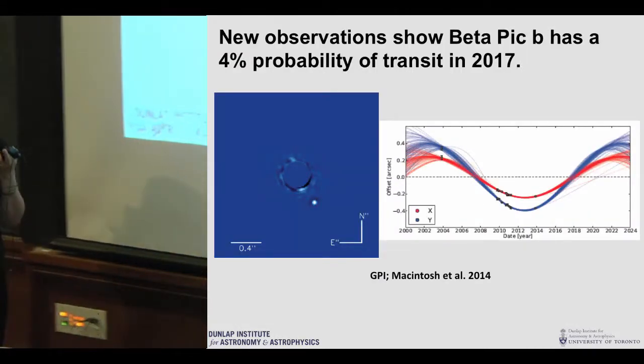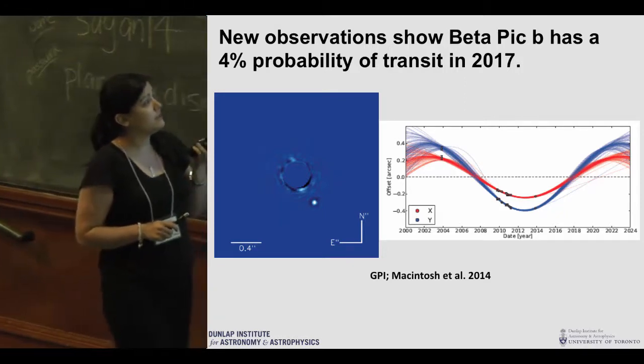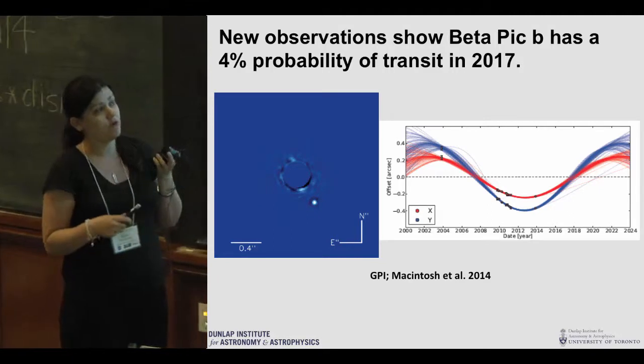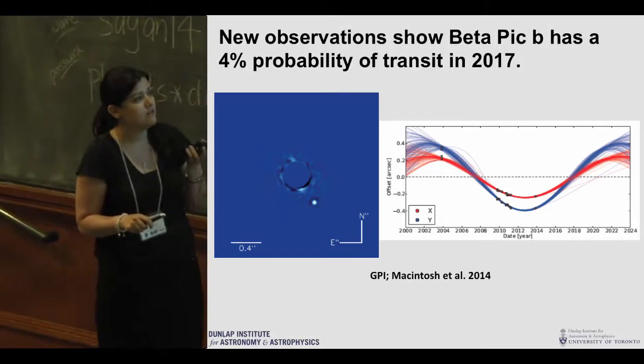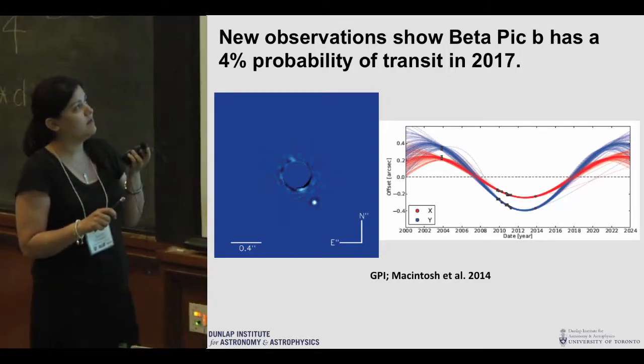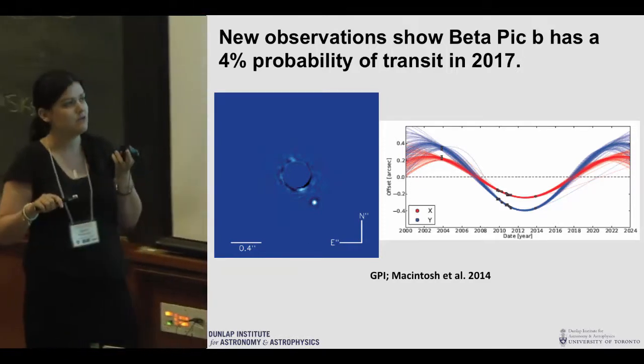A slight update for this. This target was, of course, observed with GPI, and we did a little bit of orbital monitoring, or orbital modeling, as well. What we found was that the planet had reached its furthest point in its orbit and had turned back around. That point is called quadrature.